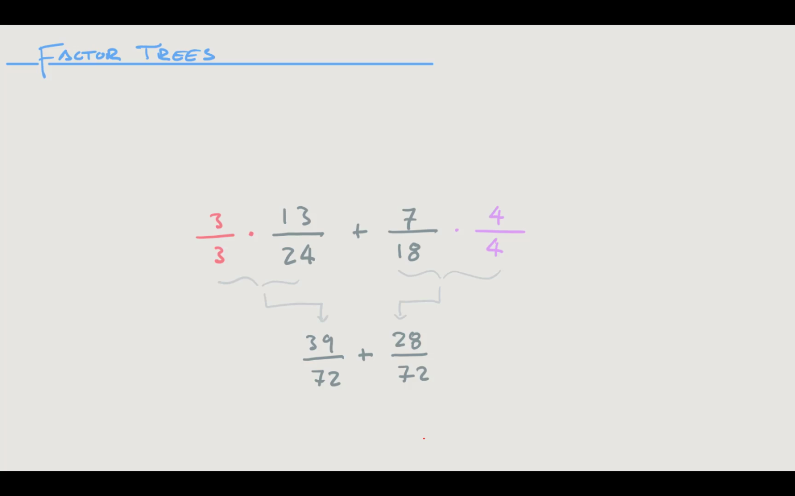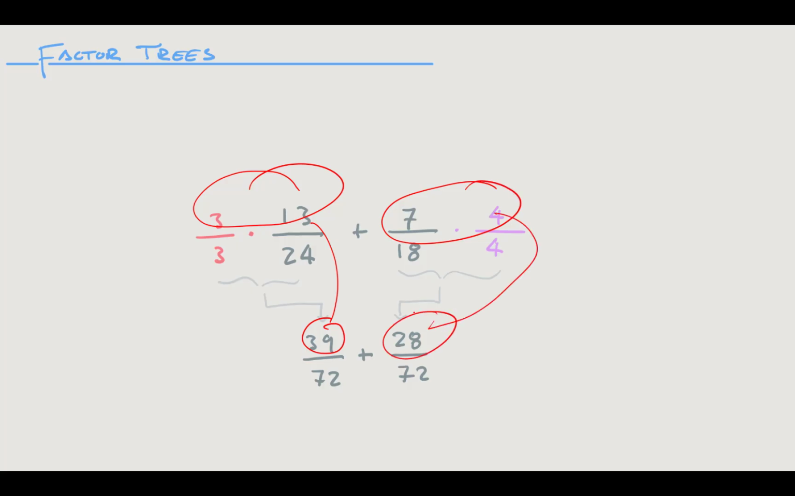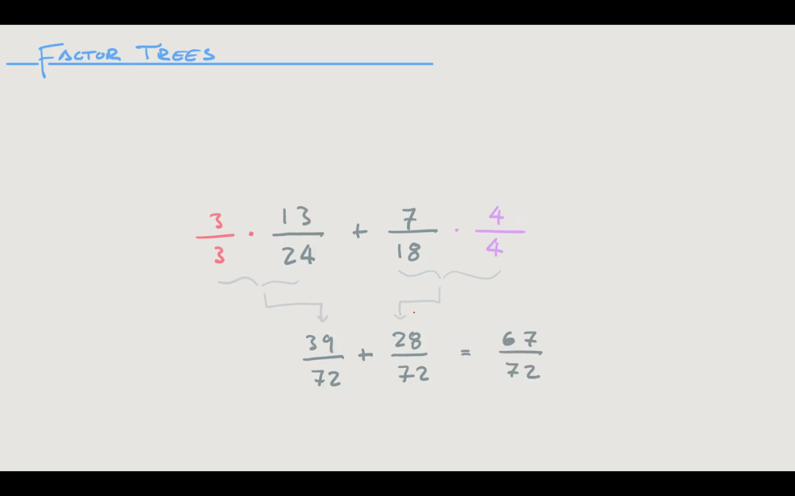For the numerator of that first fraction, we had 3 times 13, that's 39, right? This multiplication gives me this number. And then 7 times 4, right? That's 28. And then we just add those two things together and we're done, right?